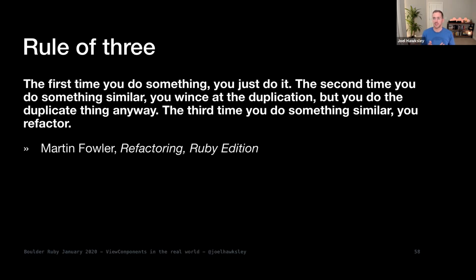A common rule of abstraction is the rule of three, which Martin Fowler describes as: the first time you do something, you just do it. The second time you do something similar, you wince at the duplication, but you do the duplicate thing anyway. The third time you do something similar, you refactor. I think a lot of programmers have this in common in their approach: they do something and they do it again. And when they do it a third time, they start to think about what could clean this up, provide an abstraction, simplify this, so I don't have to write the same thing over and over again.